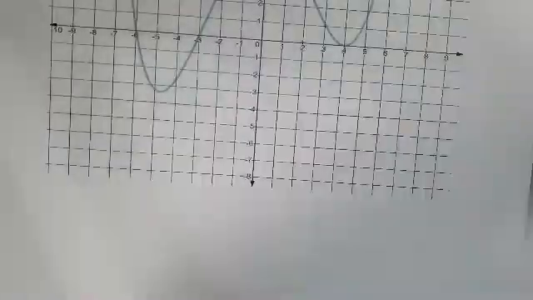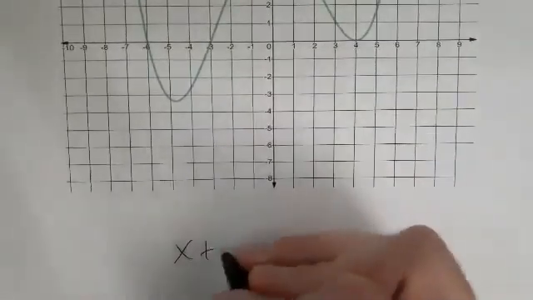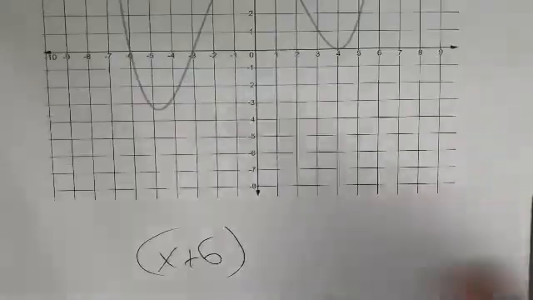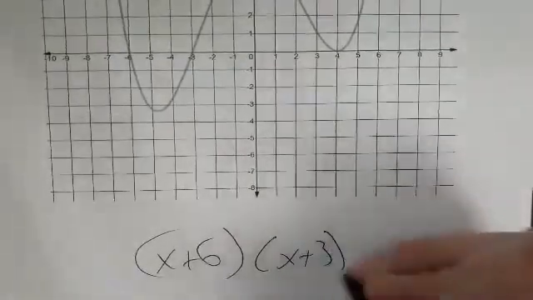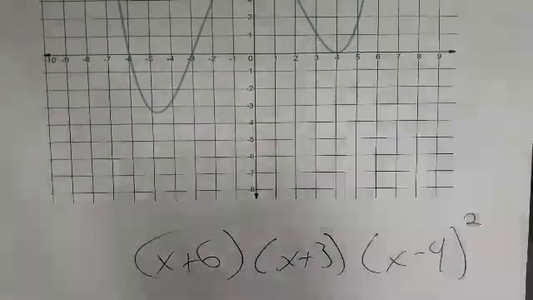Okay. This one looks pretty similar, except the numbers are a little bit different. Instead of 5, it looks like what? x plus 6 was the first factor. x plus 3. And this looks like x minus 4 with a multiplicity of 2.